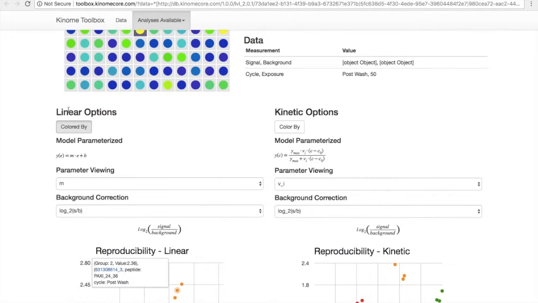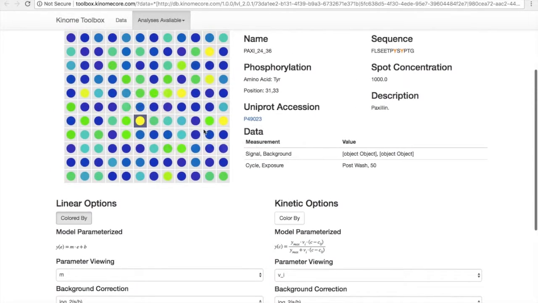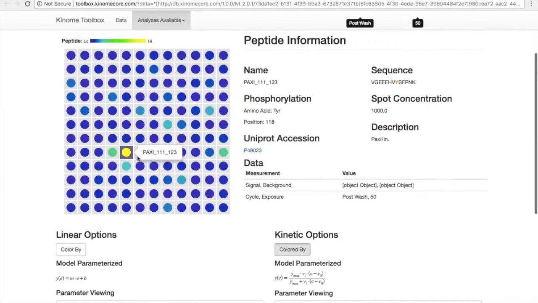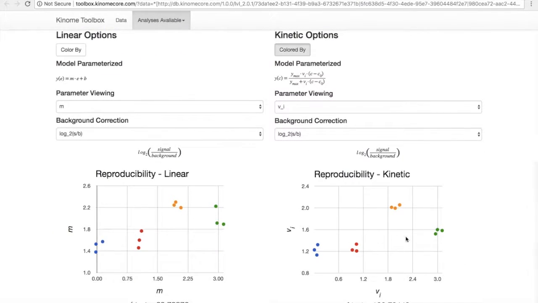You can see that this says colored by for the linear options. That means that this coloring is based on where the linear slopes are different between the groups. If we want to color it based on the kinetic options, we can see that there's a different thing that jumps to the forefront, which is this PAXI 11. When scrolling down and looking at the PAXI 11, we can see the differences that are being created for the initial velocity parameter of these curve fits.